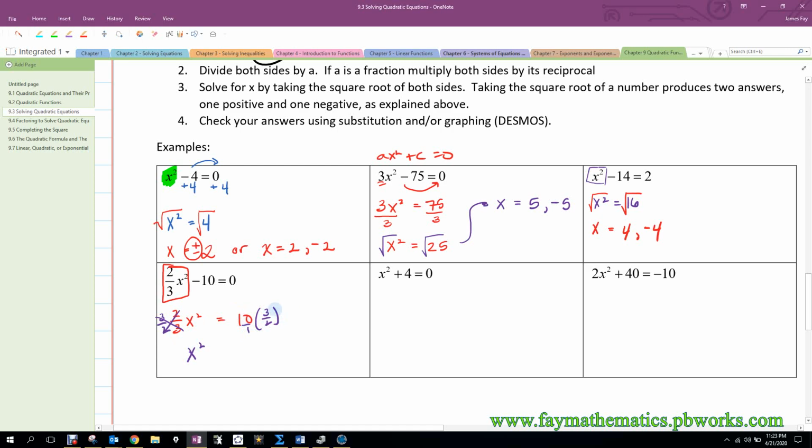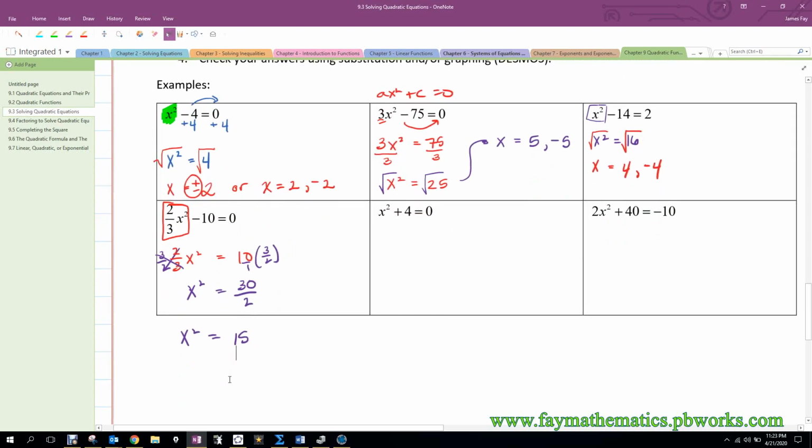Now remember when I do that, so 10 times 3 is 30. 1 times 2 is 2. And now I get x squared equals 30 over 2, which is 15. Okay, now here's where we get kind of messy. Everything we've done so far, all the examples I've created here were intentional so that when we took the square root of this side, it gave us x. And when I took the square root of this side, it gave me a whole number, right? That number right there, 4, this one's 25, this one's 16. Those are all perfect squares. 15 is not a perfect square.